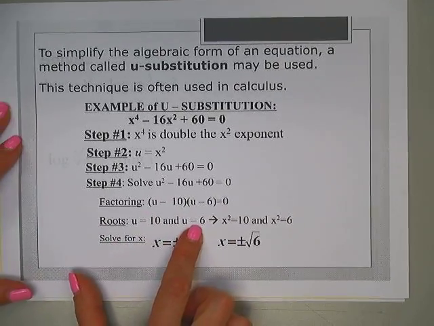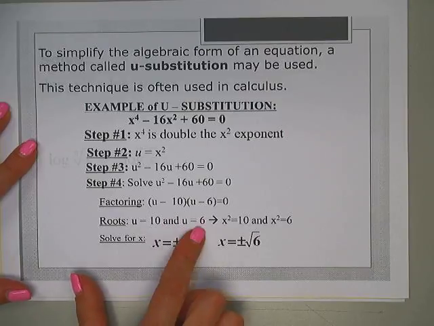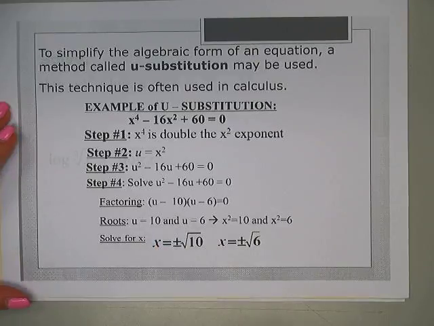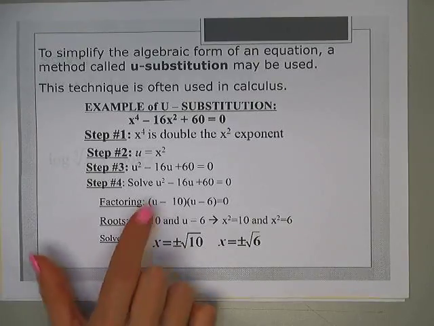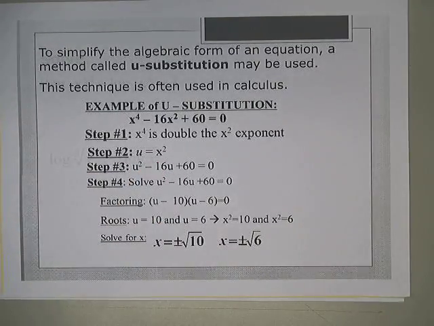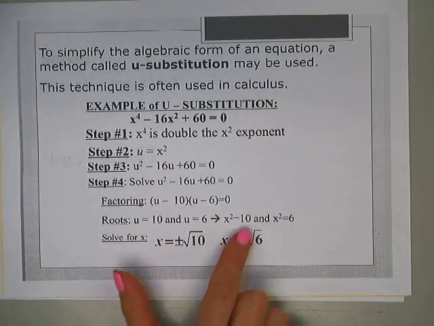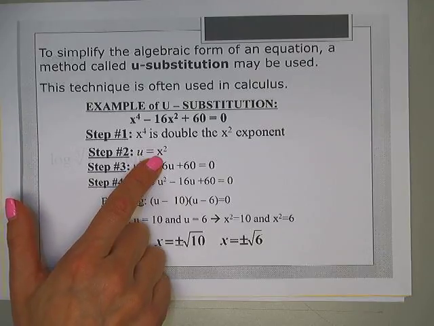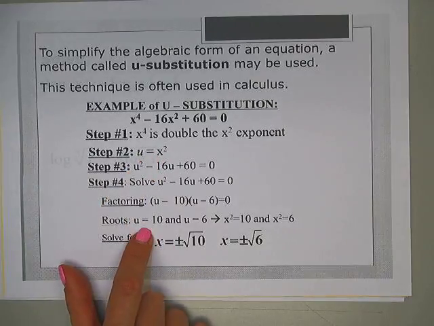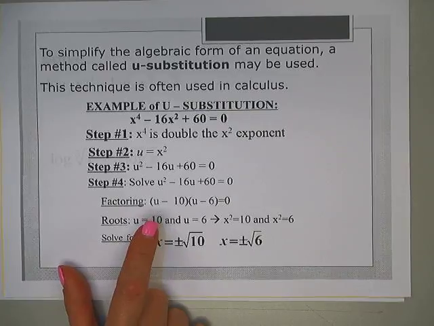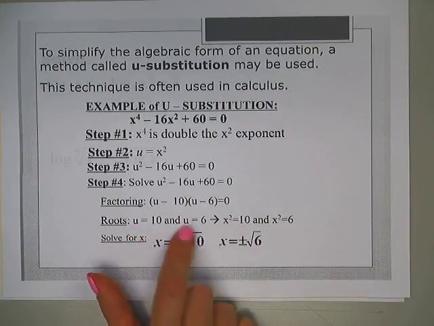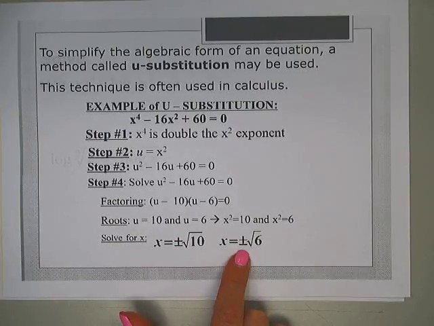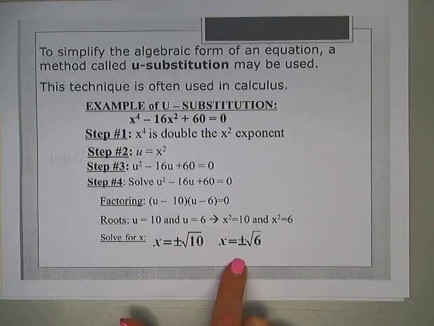If u is equivalent to x squared, we can plug in x squared right there. We can plug in u into the first term. That would just be u squared, because x squared squared is x to the 4th. That would be minus 16u plus 60 equals 0. The whole idea behind u substitution is that it simplifies the equation. Now, instead of being a quartic, we have a quadratic. We've got a quadratic, we can factor it, and we solve for u.